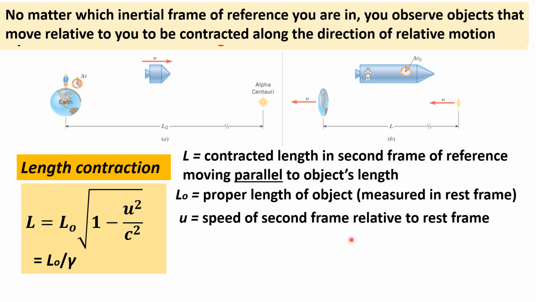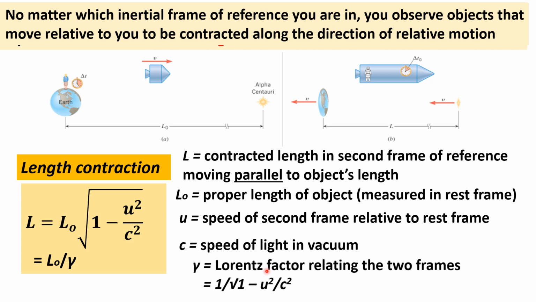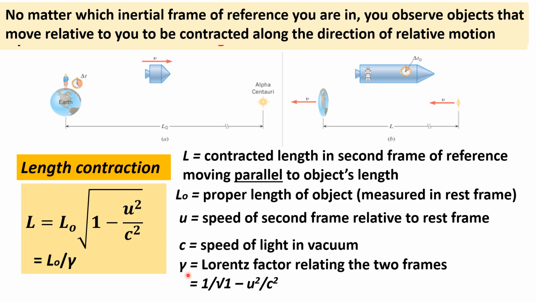Also, u stands for the speed of the second frame relative to the rest frame. Of course, c is the speed of light in a vacuum, which is equal to 3 times 10 raised to the 8th power meters per second. And the Greek letter gamma represents the Lorentz factor, which relates the two frames, and that is numerically equal to the reciprocal of the square root of 1 minus u squared over c squared.